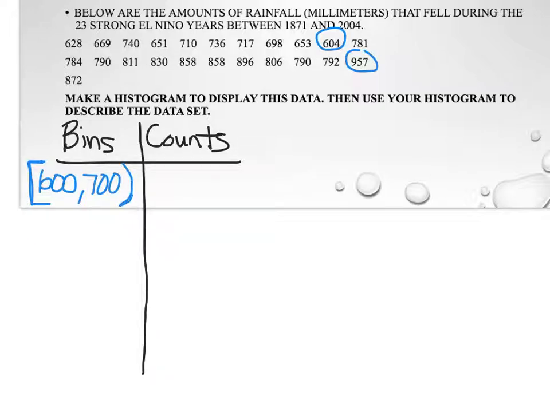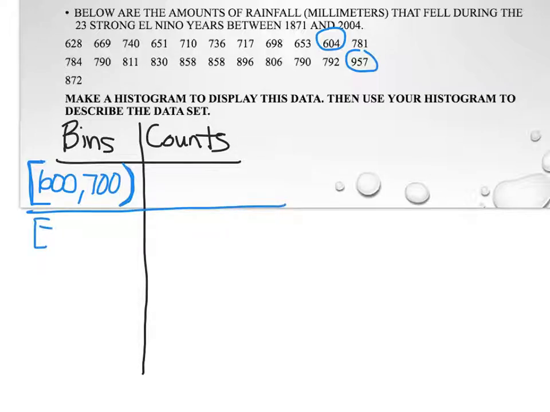Then at 700, we're going to put our parentheses. Our parentheses, or our curved bracket in some cases, means not included but everything up to. So in this bin, we're not going to include 700, but we're going to include everything up to that. So 699, or even 699.9, or 699.99, right? We can get as close as we want to 700 as long as we don't hit it.